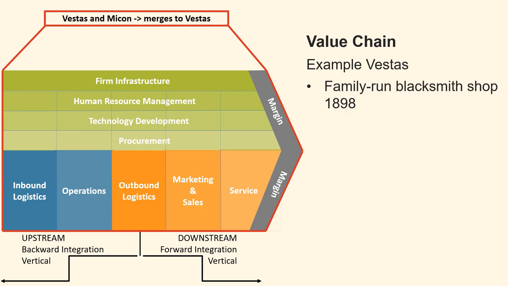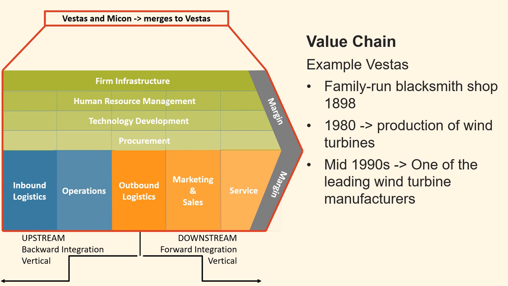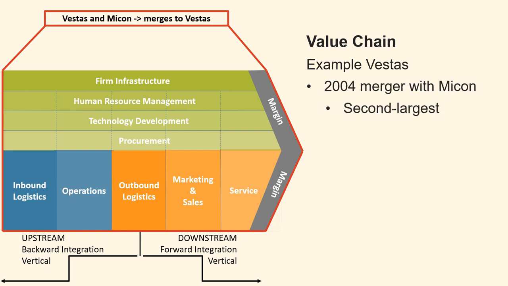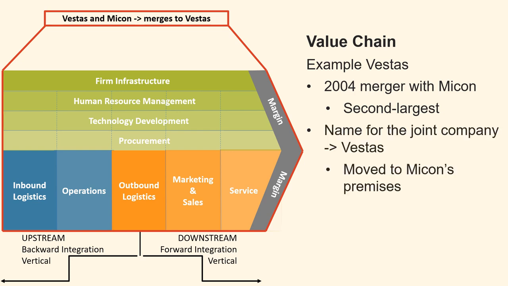Vestas started as a family-operated blacksmith shop in 1898 and gradually evolved to produce industrial metal goods. Since 1980, Vestas has been manufacturing wind turbines and has grown into one of the world's leading manufacturers since the mid-1990s. In 2004, Vestas merged with Micon, the second largest Danish wind turbine manufacturer. Under the joint name Vestas, the headquarters were moved to Micon's premises in Randers.